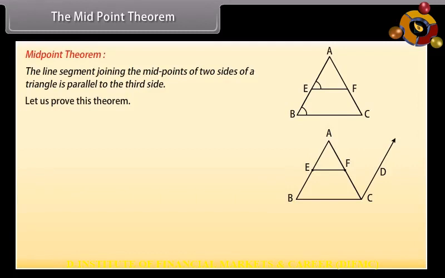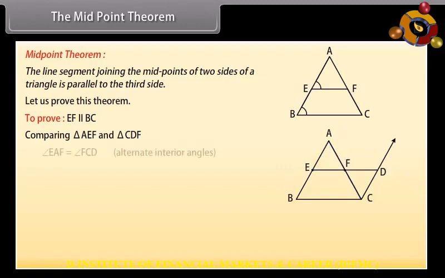Draw a line CD parallel to AB, which intersects the extended EF at D. We have to prove that EF is parallel to BC. Comparing triangle AEF and triangle CDF, angle EAF is equal to angle FCD because these are alternate interior angles.